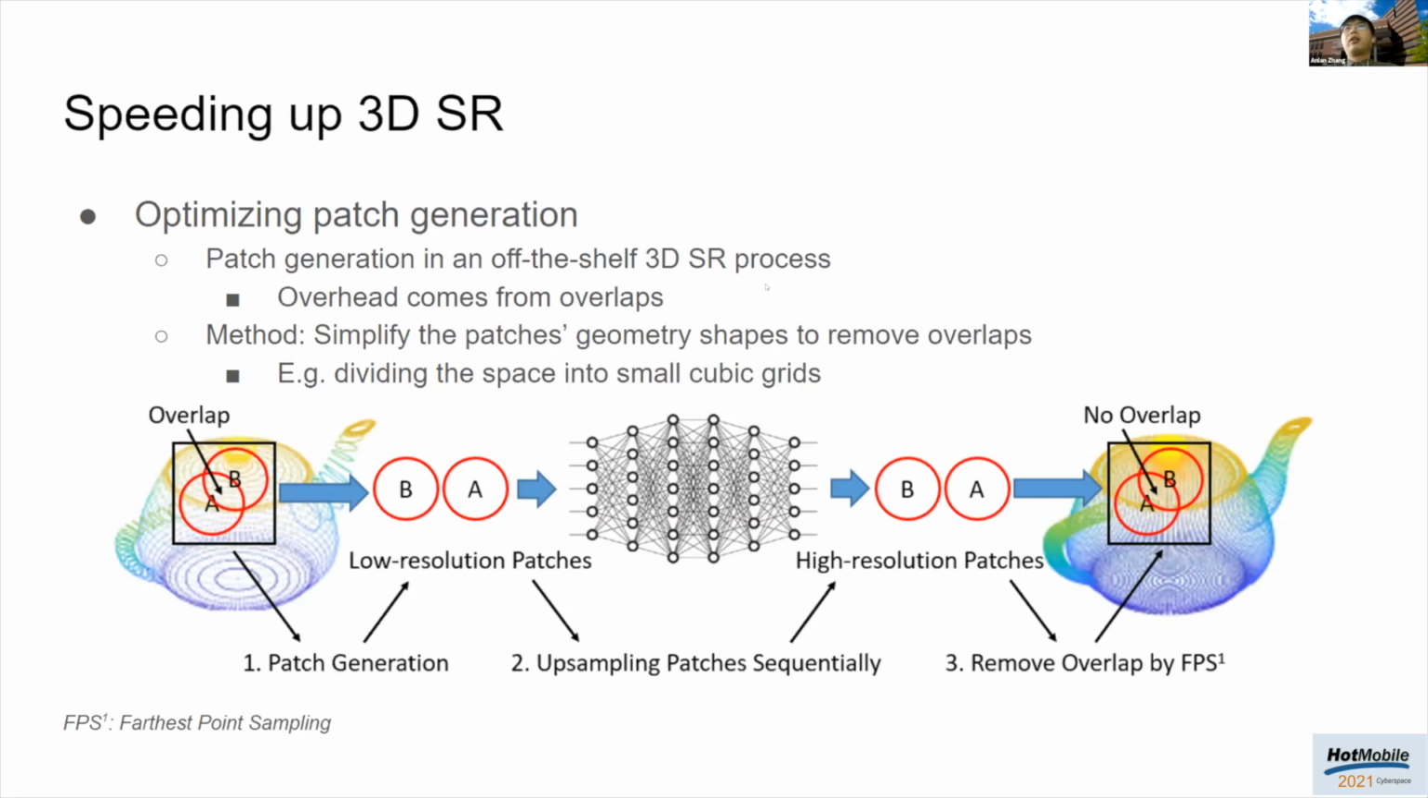First, the points in the overlapped areas may be upsampled multiple times, which is a waste of computation resources. Second, additional computation resources have to be used to remove the overlapped areas after upsampling. So a potential method to speed up is to simplify the patch geometry shapes so that we can remove the overlaps and save computation resources. For example, we can simply divide the entire point cloud space into small cubic grids, and each grid with points can correspond to a patch.